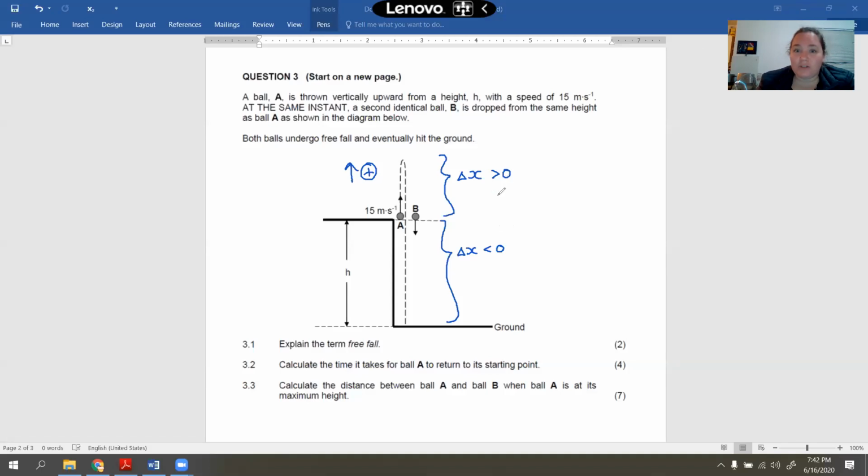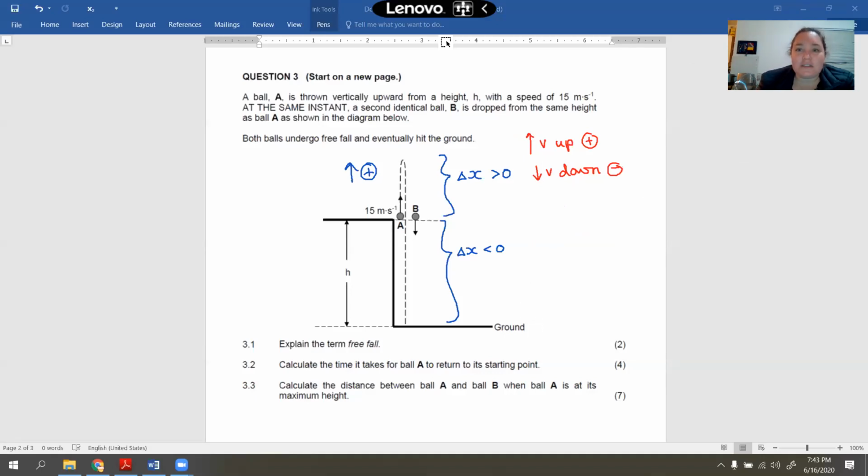Also, anywhere where it is moving upwards would be taken as positive. Anywhere where it is moving downwards would be taken as negative, even if it were moving up or down. So this applies whether these are here or here. It's not to do with whether it's above or below the starting point. At all points, moving up, velocity is positive. Moving down, velocity is negative.